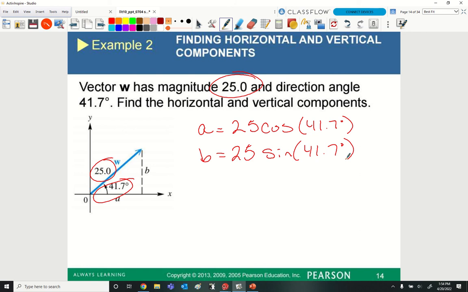What are we going to get for A? A is 18.7, and B is going to be 16.6. Is one of those negative? No, they're not. So what that means is this location is 18.7 by 16.6.